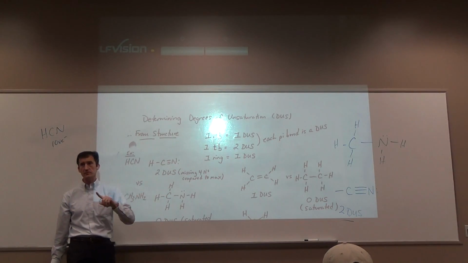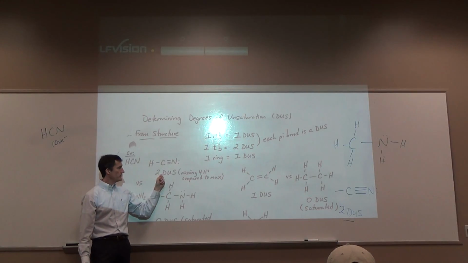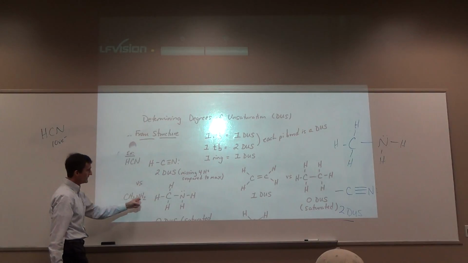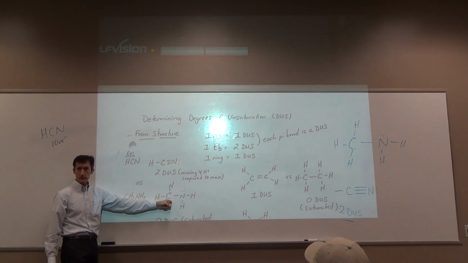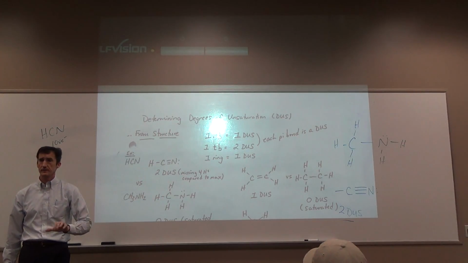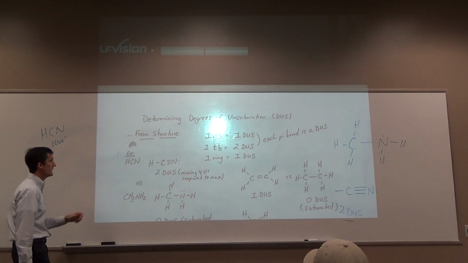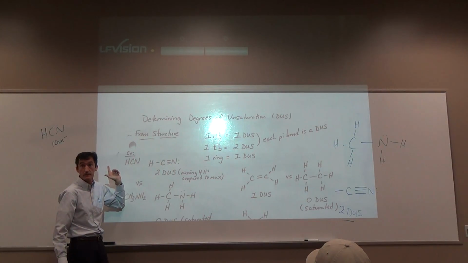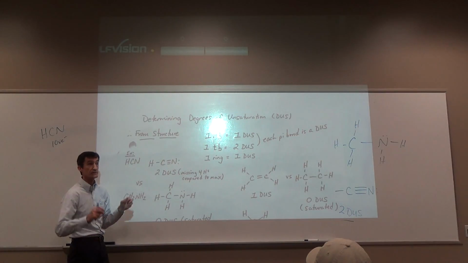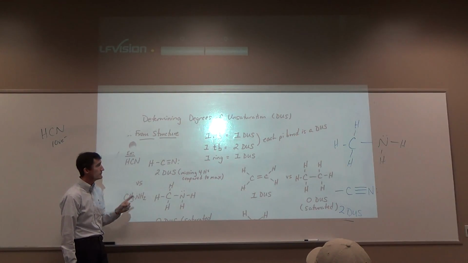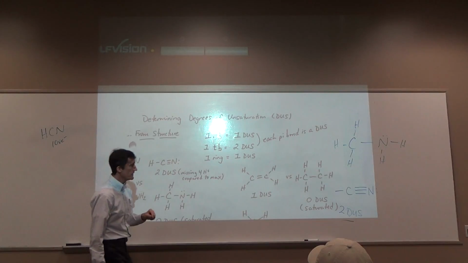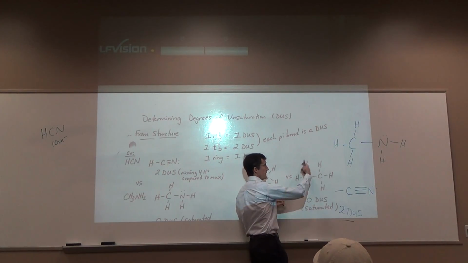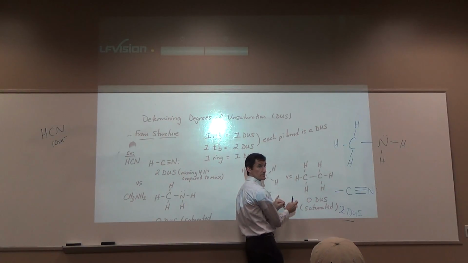Each DUS means it's missing 2 H's. 2 DUS's means it's missing 4 H's compared to max. Max would be like this structure, where we said it's saturated with H's, the maximum it can have. This is not. Instead, we have pi bonds, which are DUS in terms of our bookkeeping. Look over here. If you just have 2 carbons, what's the maximum number of H's? What if you just put all H's around it, you end up with 6?